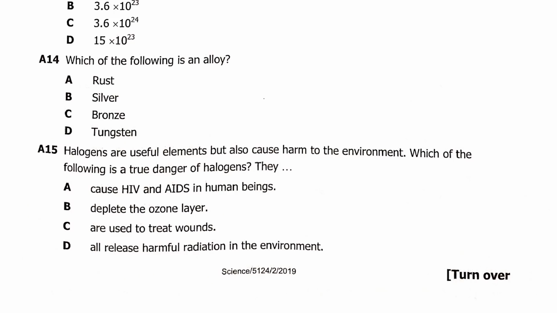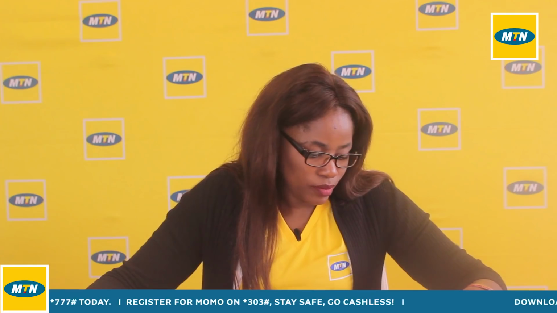Which of the following is an alloy? We have rust, silver, bronze, and tungsten. When you look at rust, you can't define that as an alloy. Silver is an element. Tungsten is a metal, which is also an element. So the correct answer there is bronze.